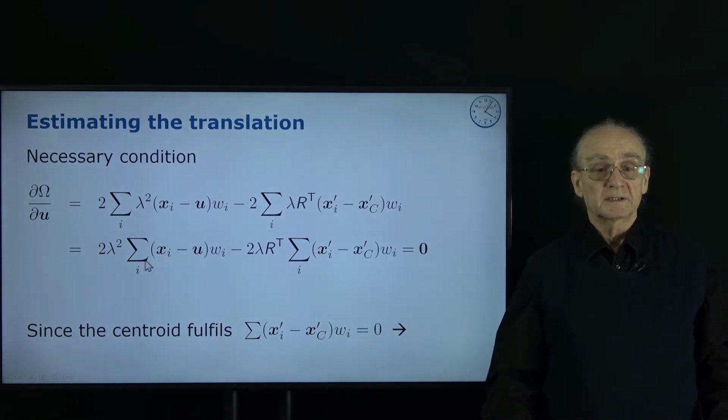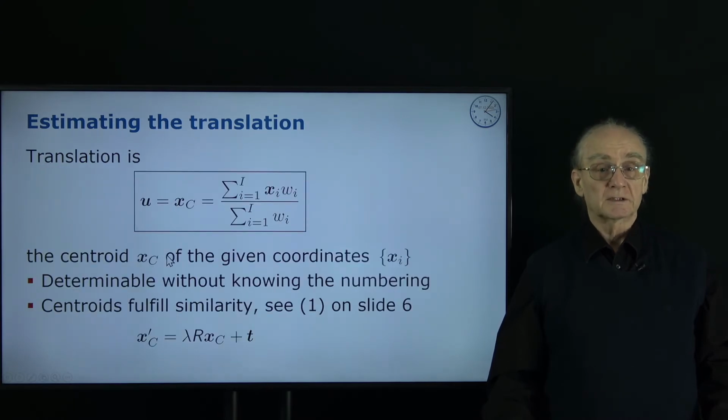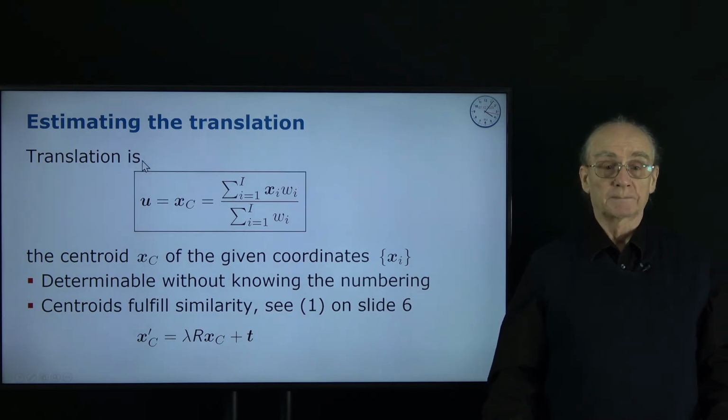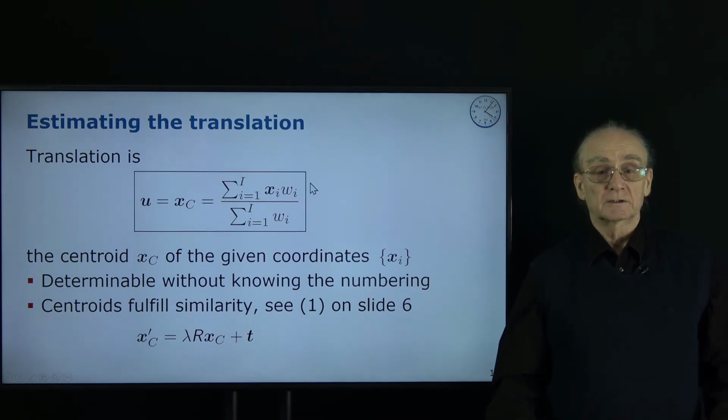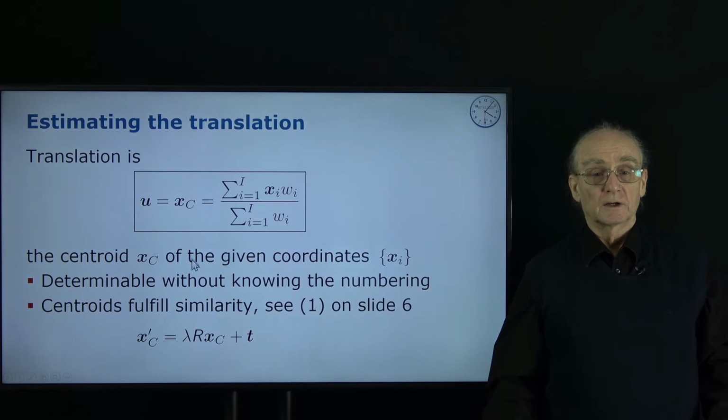And that means this expression needs to be 0, which means u will be the centroid of the xi, of the given coordinates. This is a very important result: the translation, which we didn't know up to now, actually is the centroid of the given coordinates, meaning it's the weighted sum of the coordinates divided by the sum of the weights. Observe, we can determine the centroid without knowing the numbering of the points. It's just the sum of the coordinates.